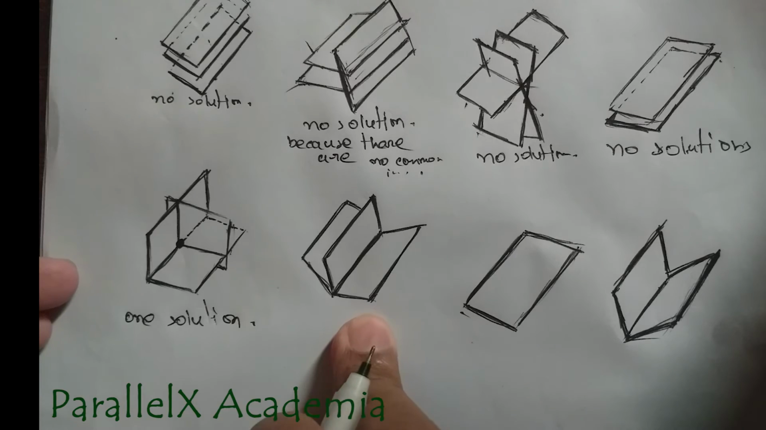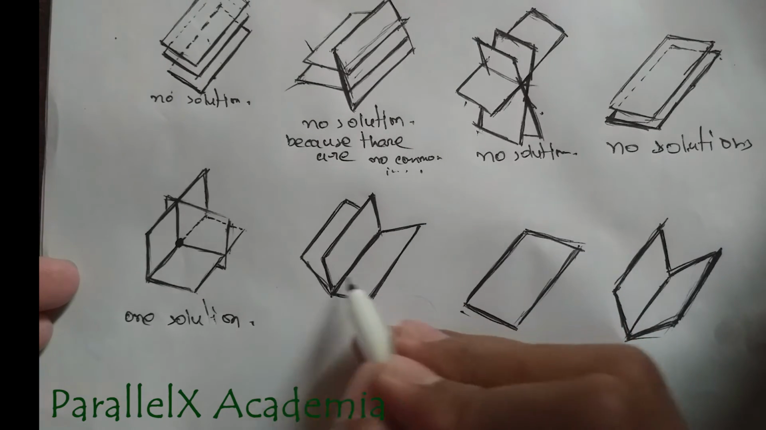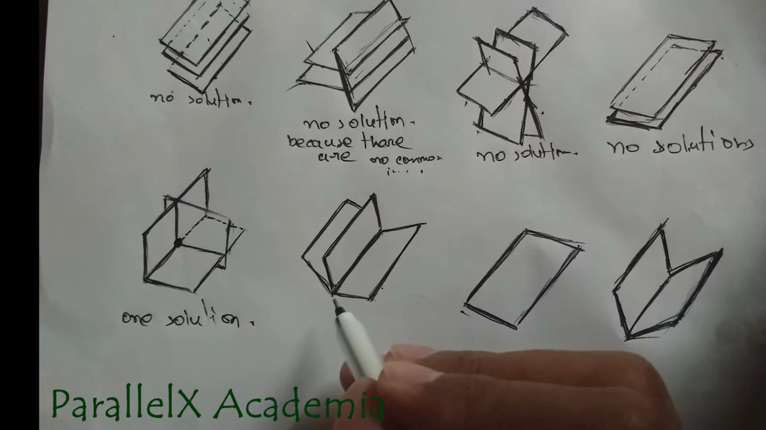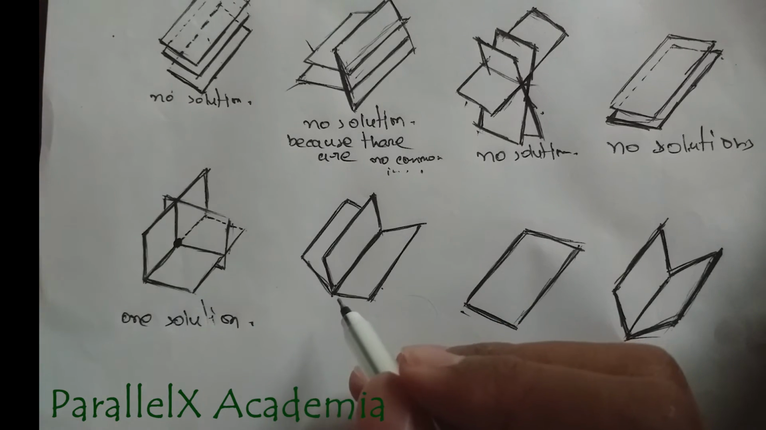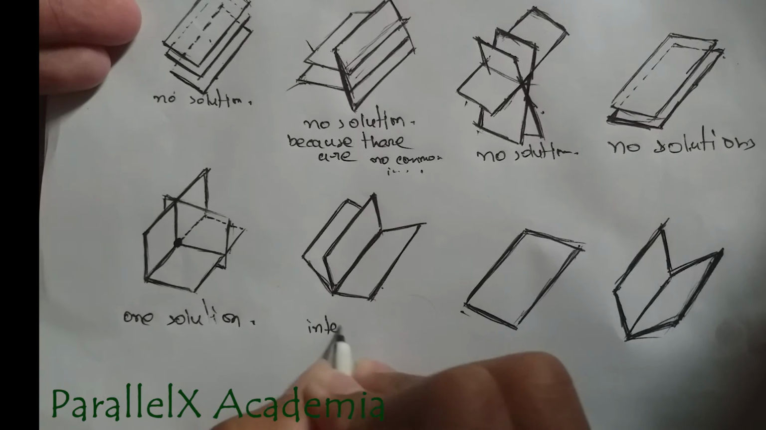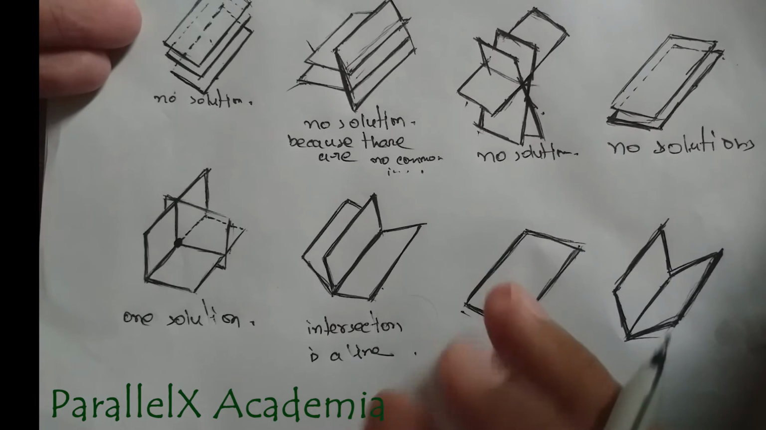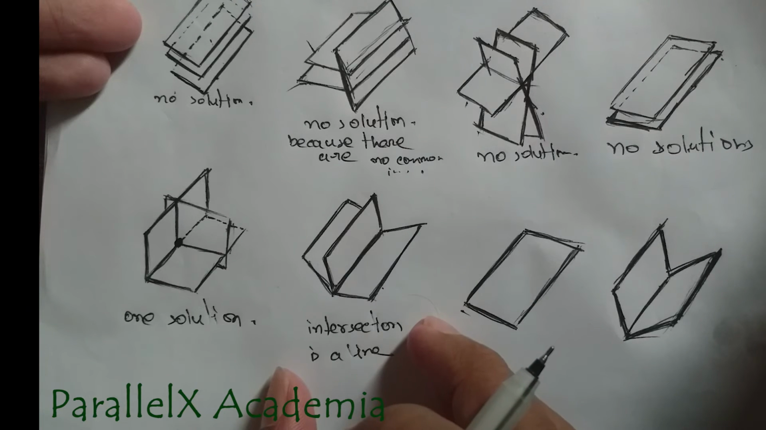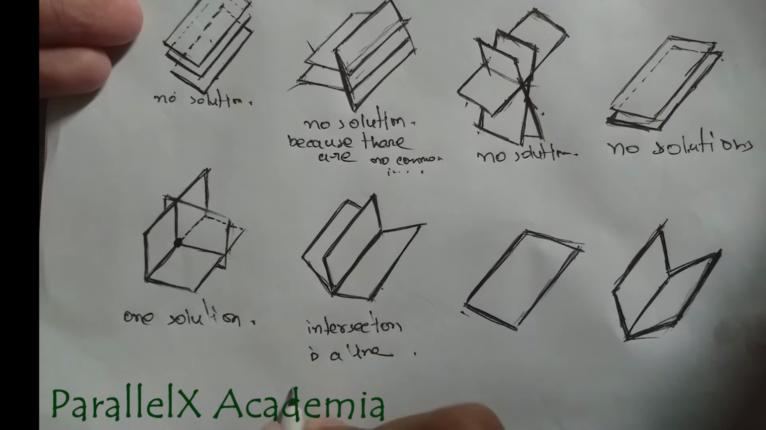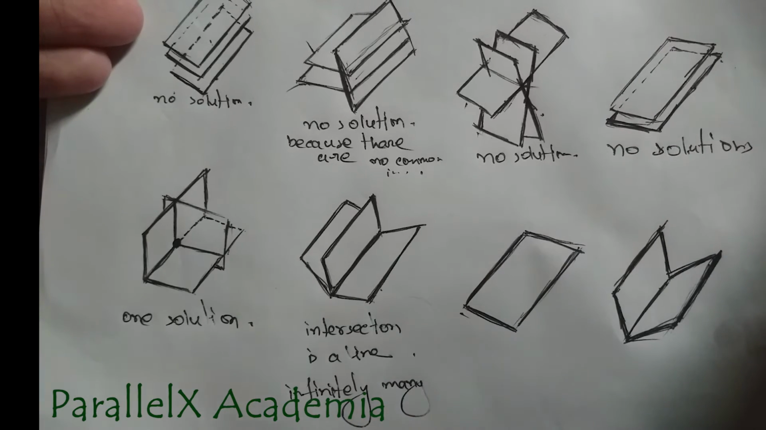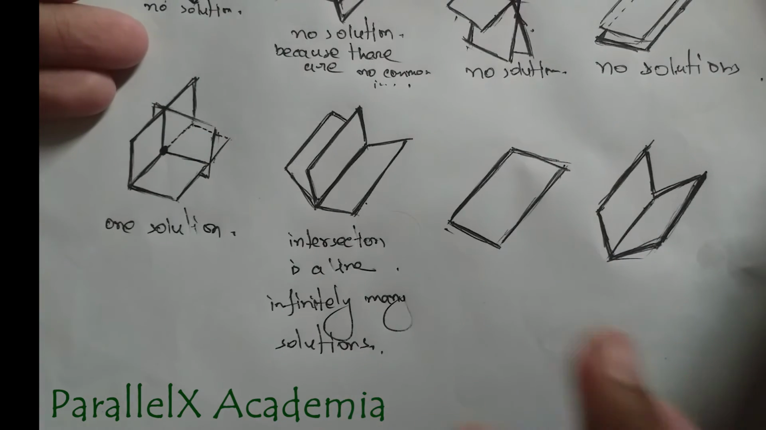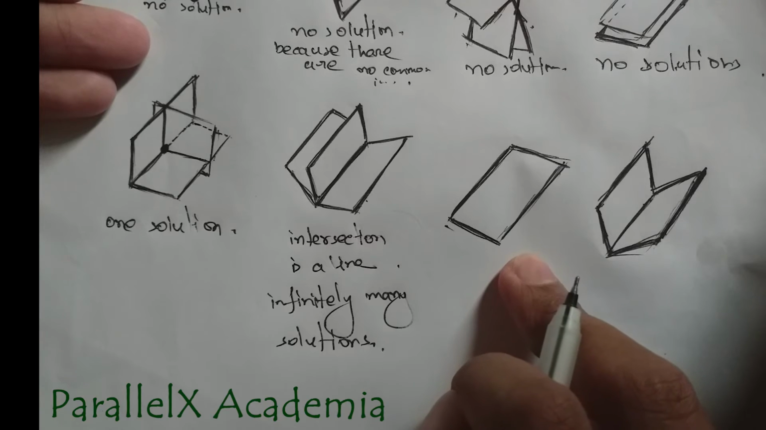If you look at this figure, here three planes, 1, 2, and 3, have intersected with one another, and this intersection is a line. So what is the case here? For this figure, there will be infinitely many solutions.